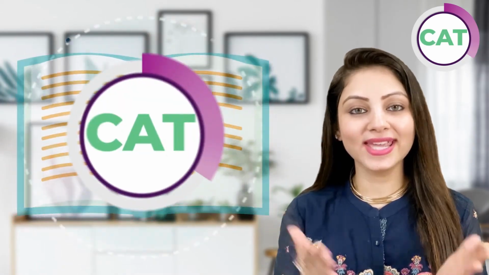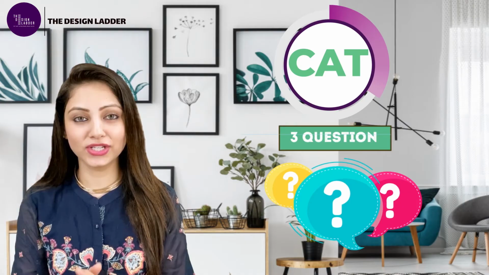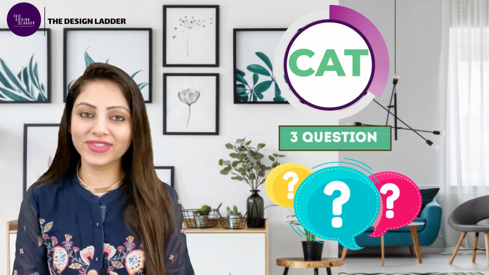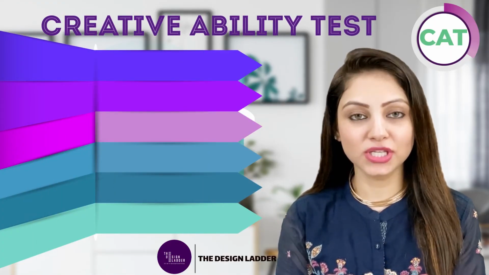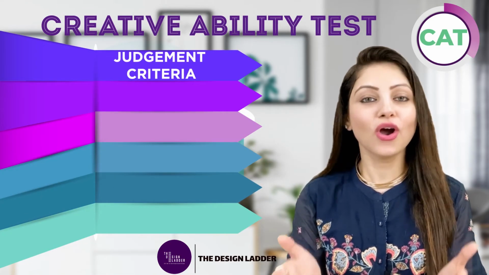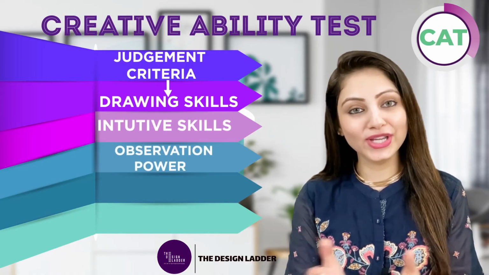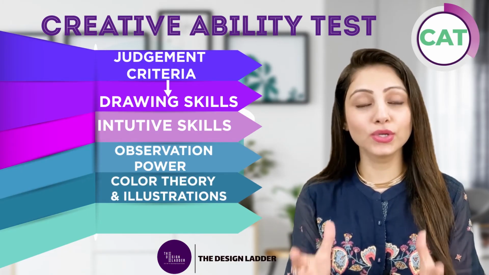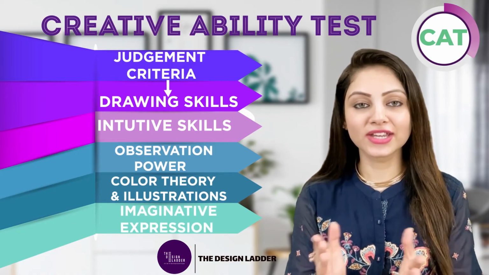Let's get on to the CAT section now. The CAT portion usually consists of 3 questions, and each question is designed to check one or the other design ability of the candidate. So the creative ability test, as the name suggests, will have questions to judge your creativity, your drawing skills, your intuitive skills, your observation power, your innovative ideas and designs, how good your knowledge of color theory and illustrations is, and your imaginative expression.